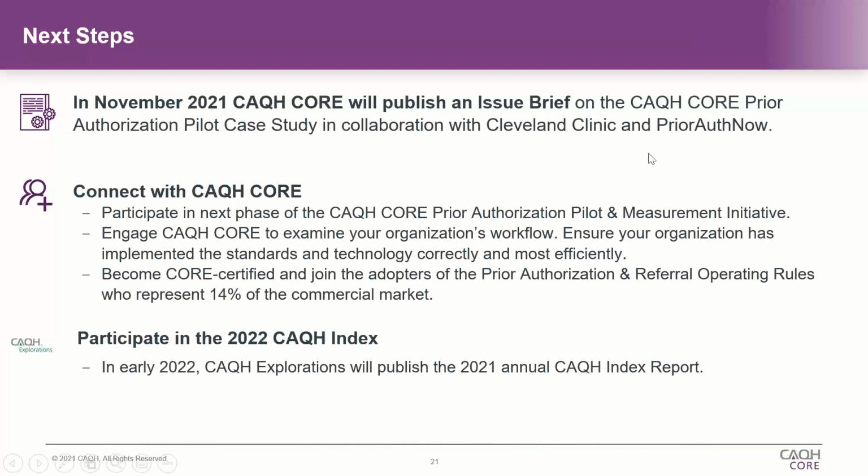Additionally, if your organization has any questions on implementing the 278 standard, CAQH CORE operating rules, or CORE certification, please feel free to reach out to us at core@caqh.org with any questions. Lastly, the 2021 CAQH Index will be published in early 2022 with findings on other transactions and cost savings opportunity for industry. If your organization wants to participate in the 2022 CAQH Index, please reach out to Christine with any questions. I'll now pause here for a quick polling question before turning over to our panel discussion.